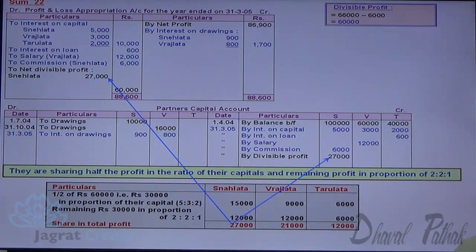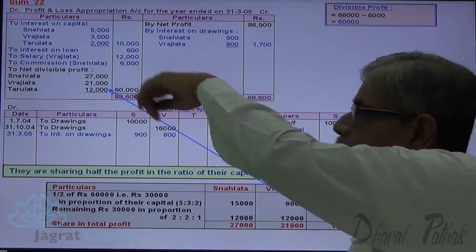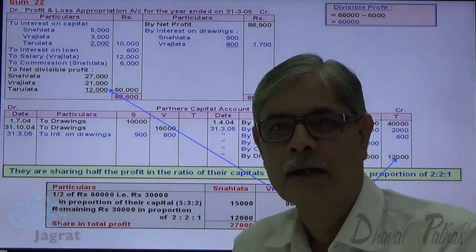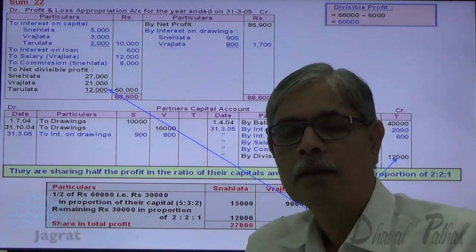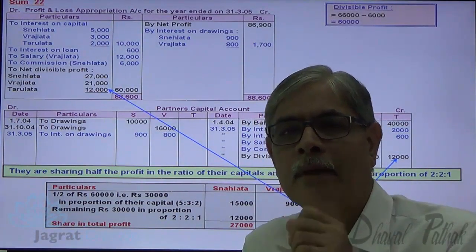Snehal Datta's capital account is credited with 27,000, 21,000 credited to Vrat Datta's capital account and 12,000 credited to Tarun Datta's capital account. This is how the profit and loss appropriation account is closed. Now, capital adjustment.